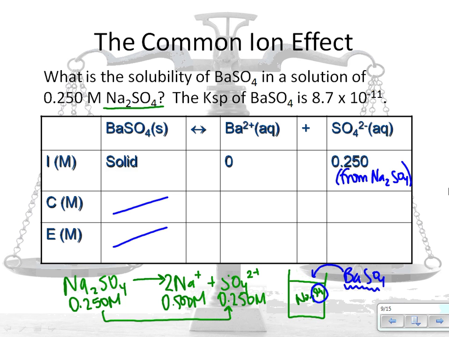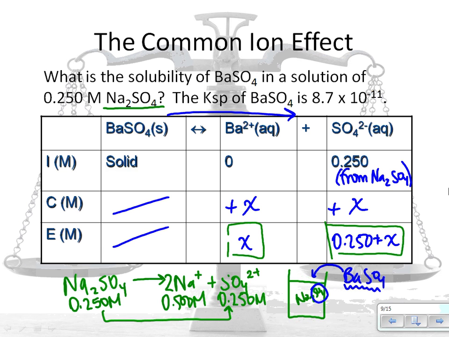So obviously when I added BaSO4, my equilibrium is going to shift that way. So I'm going to add some barium, and I'm going to add some sulfate. Okay, it's a 1-to-1 ratio, so I'm going to go up by X each time. So my final barium concentration is going to be X. My final sulfate concentration is going to be 0.250 plus X. So now I'm going to take those two values for X, and I'm going to calculate my concentrations, or my solubility of barium sulfate. So now all I have to do is solve for X.